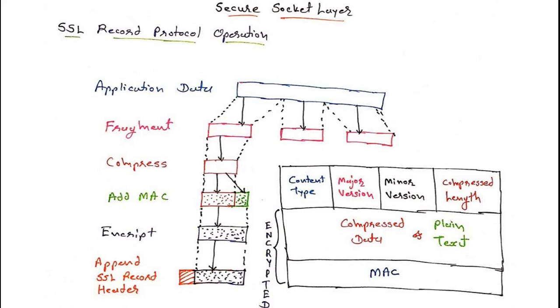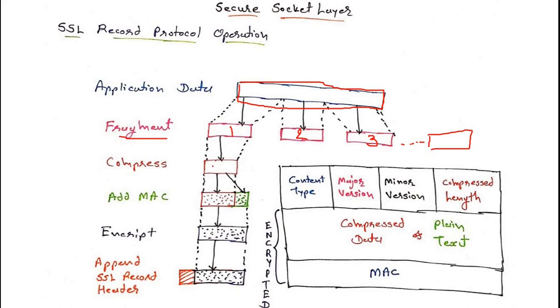So first there is the application data, that is the entire data. Out of this entire data, the first step is fragmentation. From the entire data, we generate a number of fragments, like fragment number 1, fragment number 2, fragment number 3 and so on. Depending on the size of the data, we can generate a number of fragments.